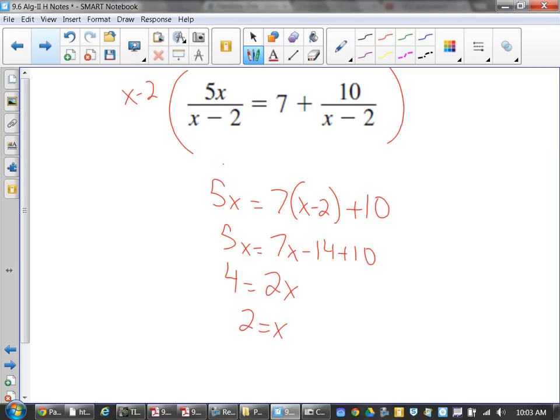X equals 2. And what happens? I heard you say it doesn't work. Why doesn't it work? Because the denominators would be 0. Your denominators would be 0, so it's a no solution. In this case, when you actually solve something, but that something doesn't work, it's called an extraneous solution.